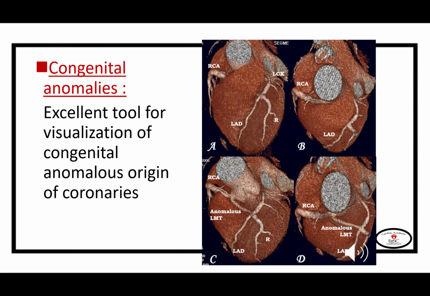Congenital coronary artery anomalies are one of the areas where CT coronary angio excels. It is an excellent tool for visualization of the congenital anomalous origin of the coronaries. As we can see here in the lower images, there is an anomalous origin of the left main coronary artery from the right coronary sinus, and it passes the malignant interarterial course between the RVOT and the aorta to reach the anterior interventricular groove.